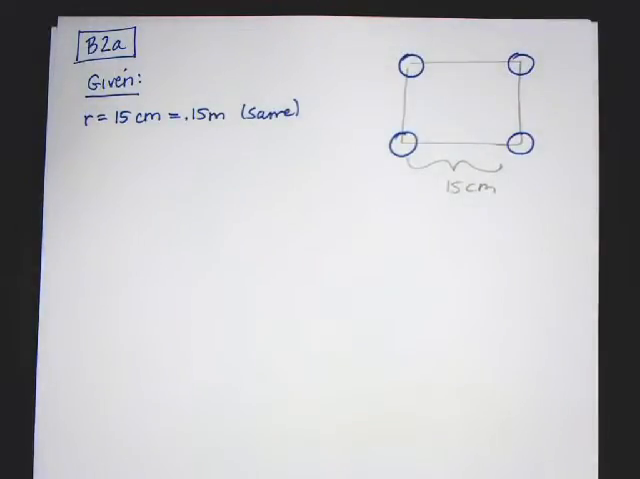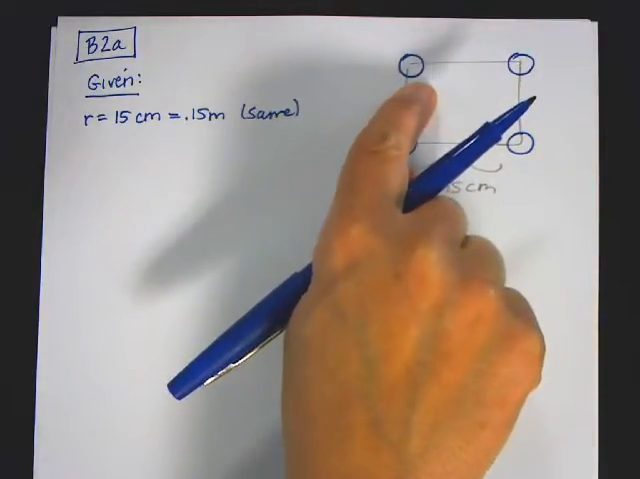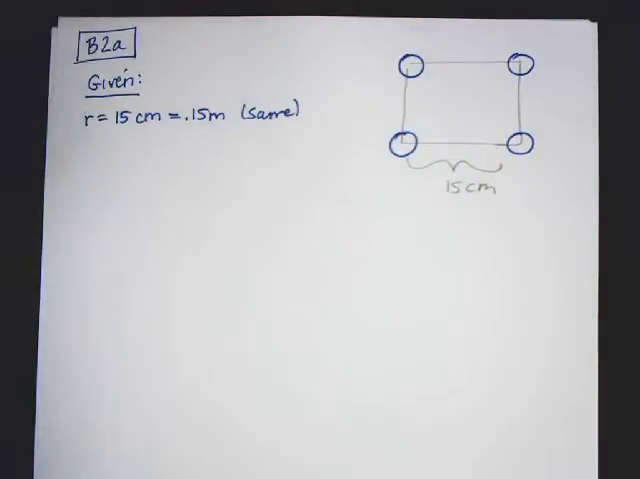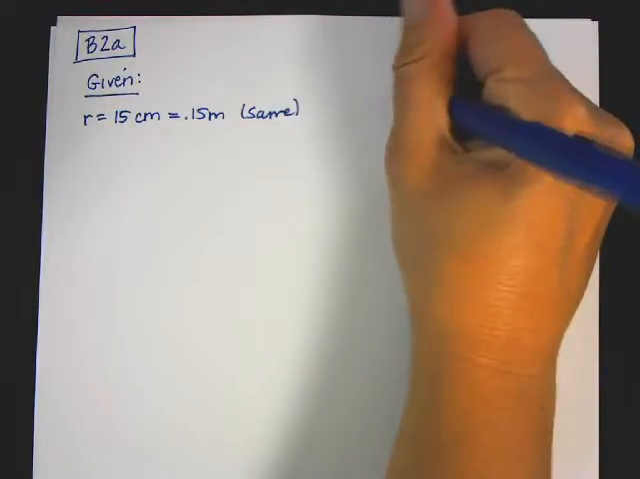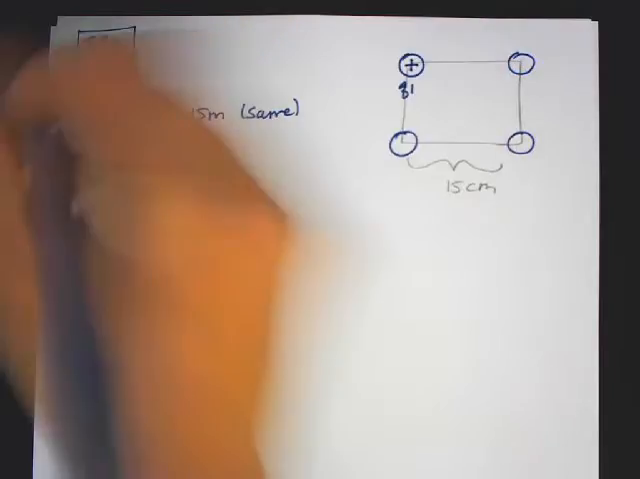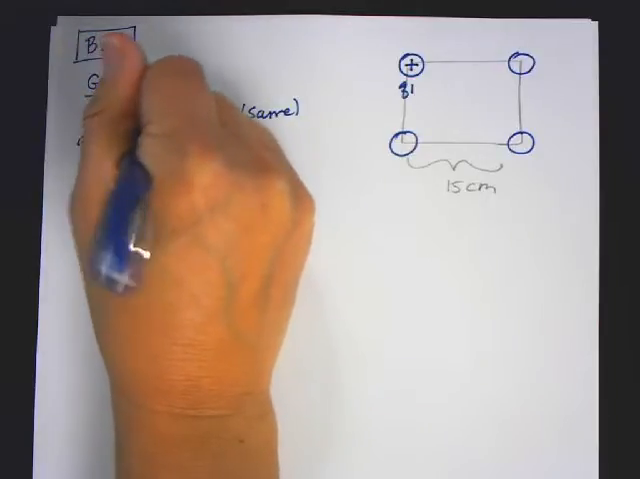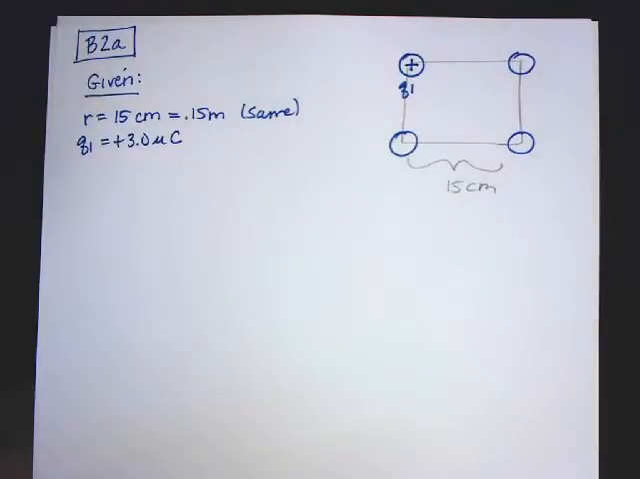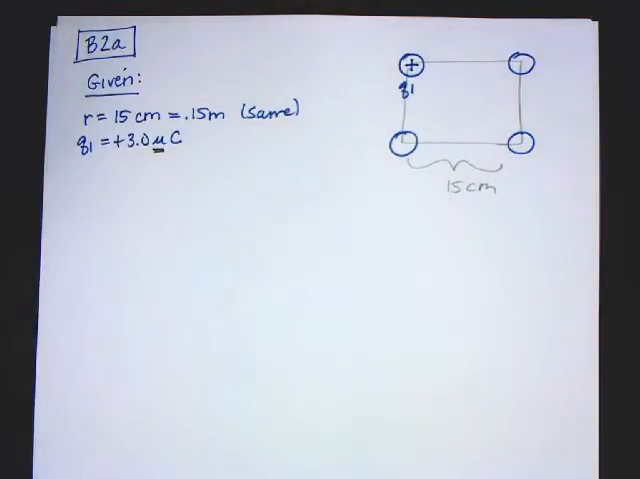It says the charge in the upper left is positive 3 microcoulombs. So I need to start numbering the charges. I'm going to call this one Q1, and it's positive. So Q1 is equal to positive 3 microcoulombs. Right away I see this has a prefix, micro. Micro is 10 to the negative 6.